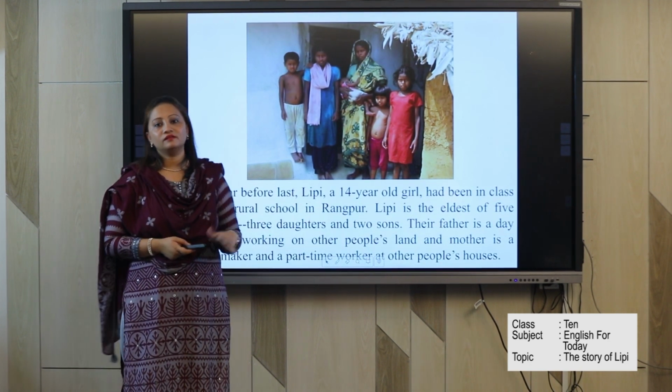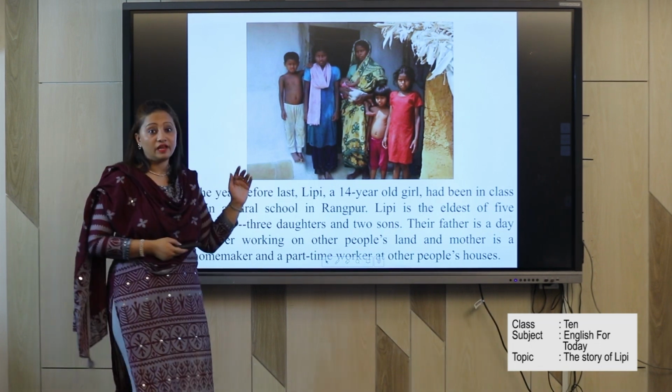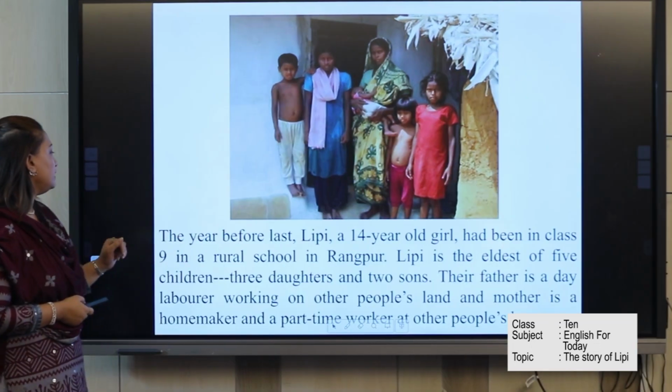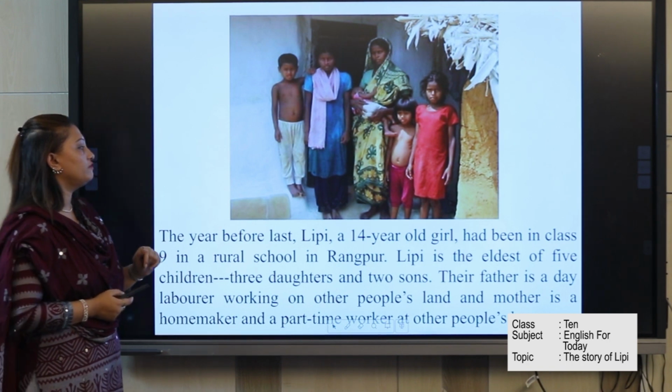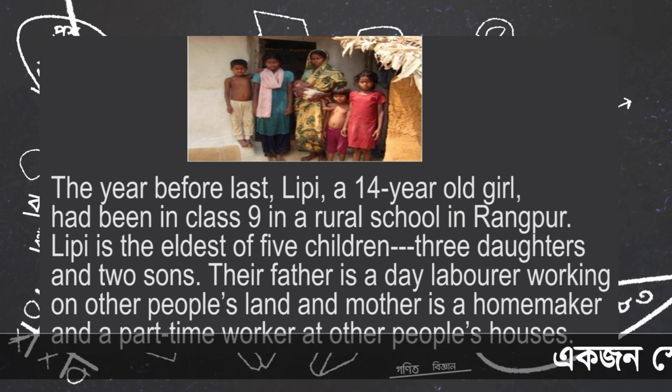So finally, the lesson. Here you can see a picture of a village family. Read it. The year before last, Lipi, a 14-year-old girl, had been in class 9 in a rural school in Rangpur. Lipi is the eldest of 5 children, 3 daughters and 2 sons. So how many children together? There are 5.